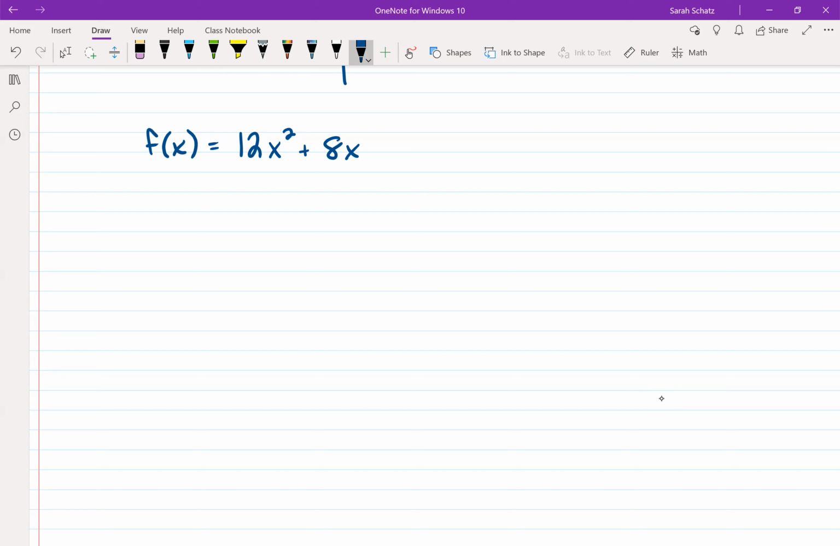Okay, so we found that the first step was to take the derivative. So the function, if you're not going to graph it, the best way to know what's happening with it is to take the derivative and think about what's happening at different places on the derivative. So we did. We took the derivative of this, and these are all going to be pretty basic power rule for the most part, guys. So we take the derivative here, and we get 24x plus 8.